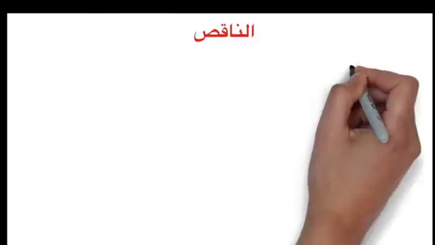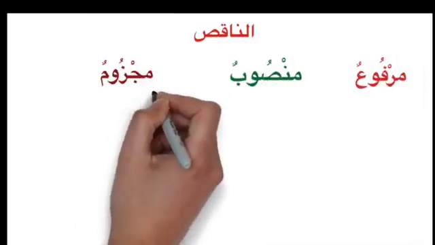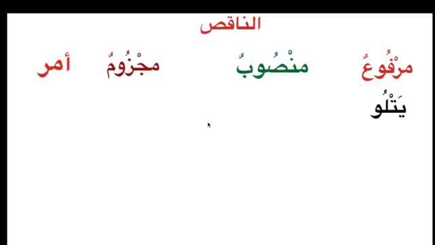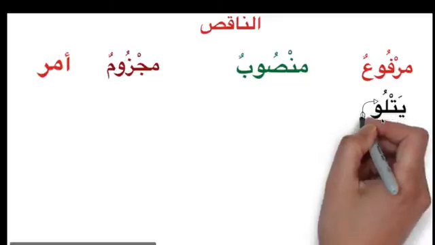Again here, the fi'l naqis can be the same thing: marfu, mansub, majzum and amr. If we see yatlu, what do we see? We know originally it is yatlu, but the waw has been taken away, so there's no vowel sign on the waw. So how do we make this mansub? What do we bring here? How do we describe this? The description here is fi'l mudari marfu' bi dammatin muqaddara. Our mind knows that there is a damma here, but it is not written. The eyes cannot see it. That's why it's called dammatul muqaddara.